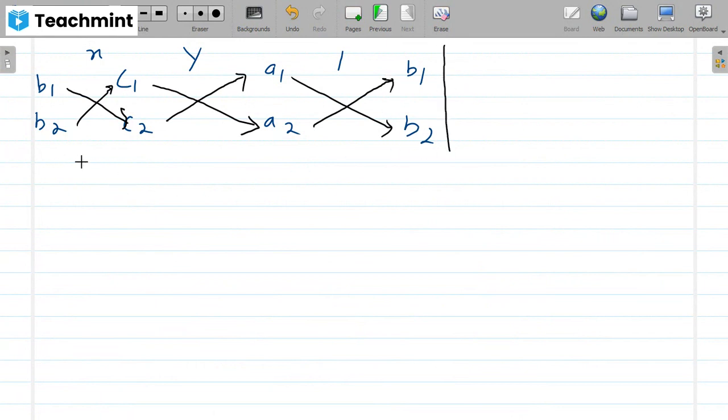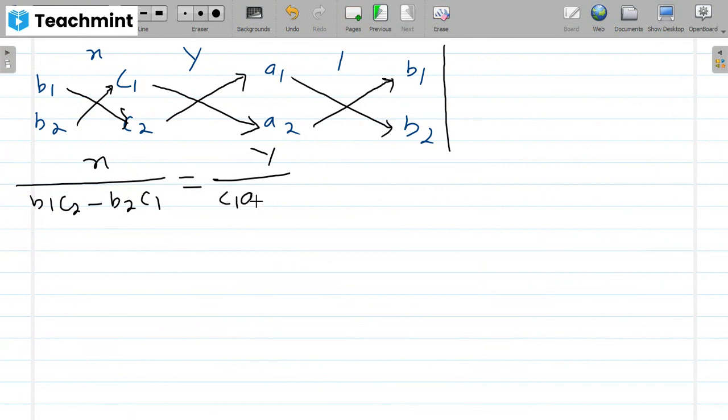After this, taking the first part x, b1 multiplied by c2, b1c2, minus this number b2c1. This is equal to y by c1 multiplied by a2, c1a2 minus c2a1, equal to 1 by a1b2 minus a2b1.